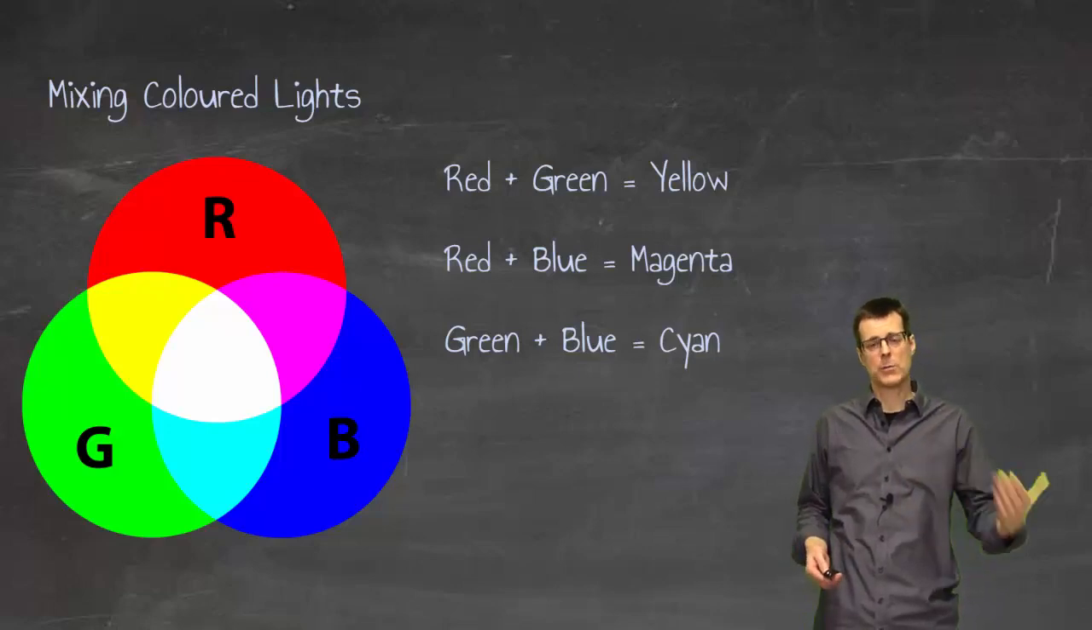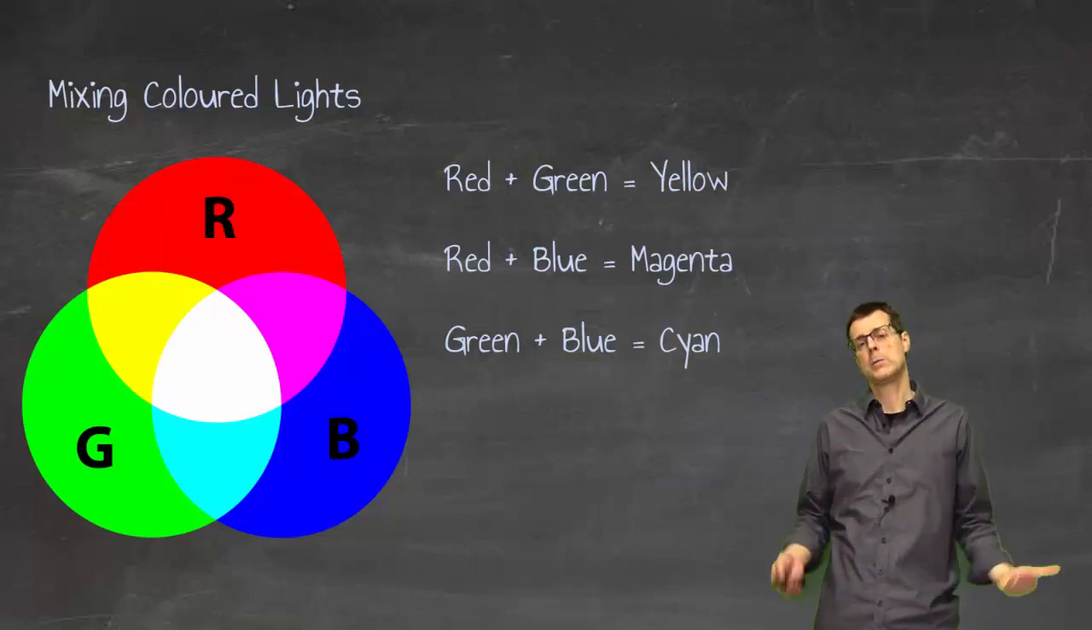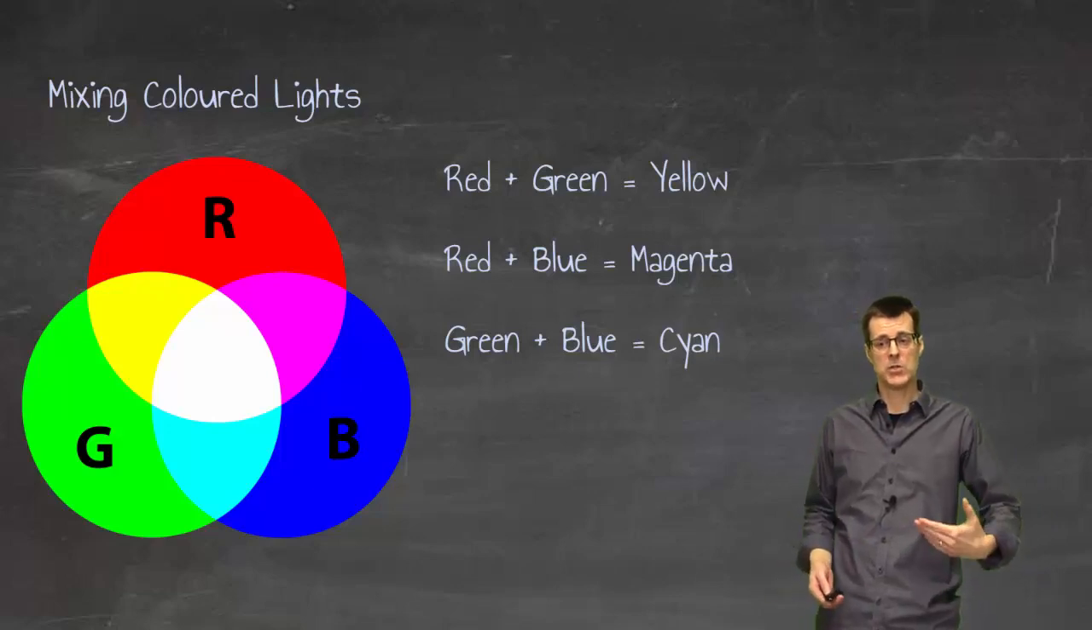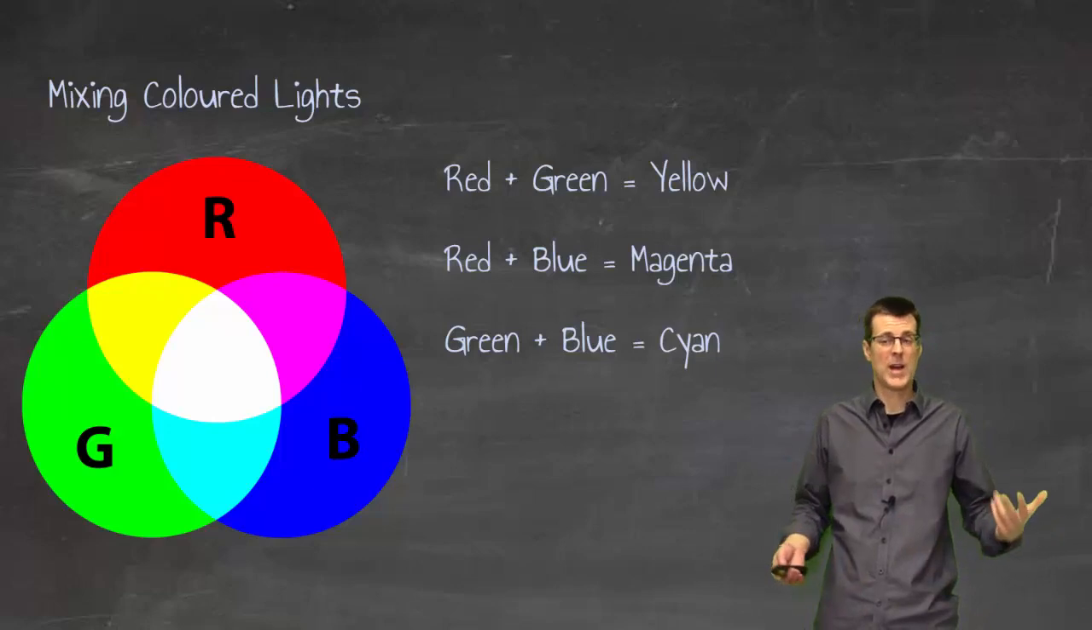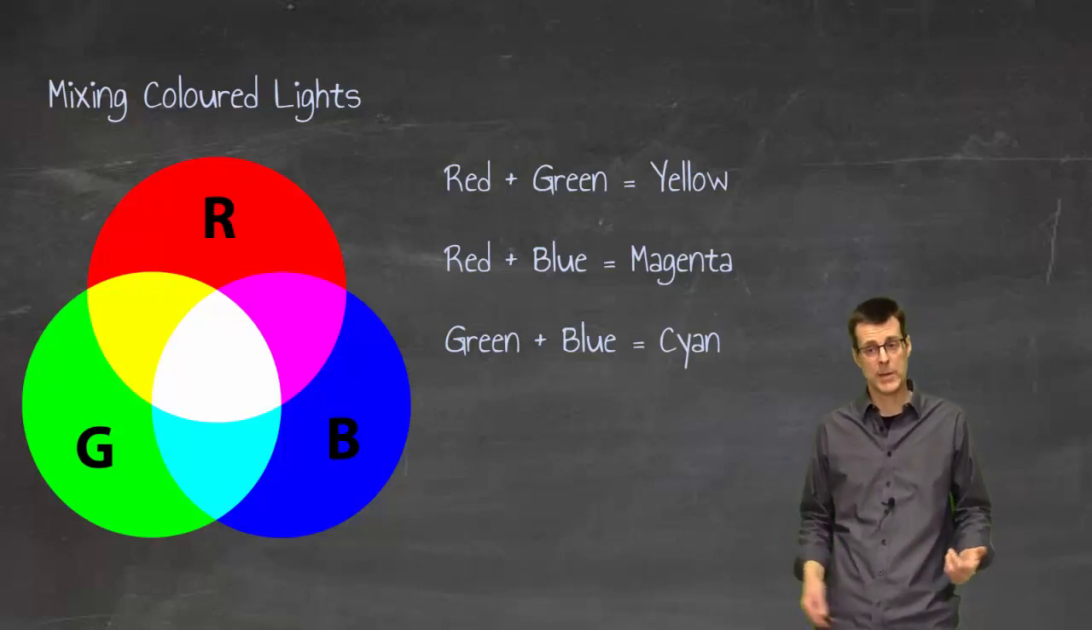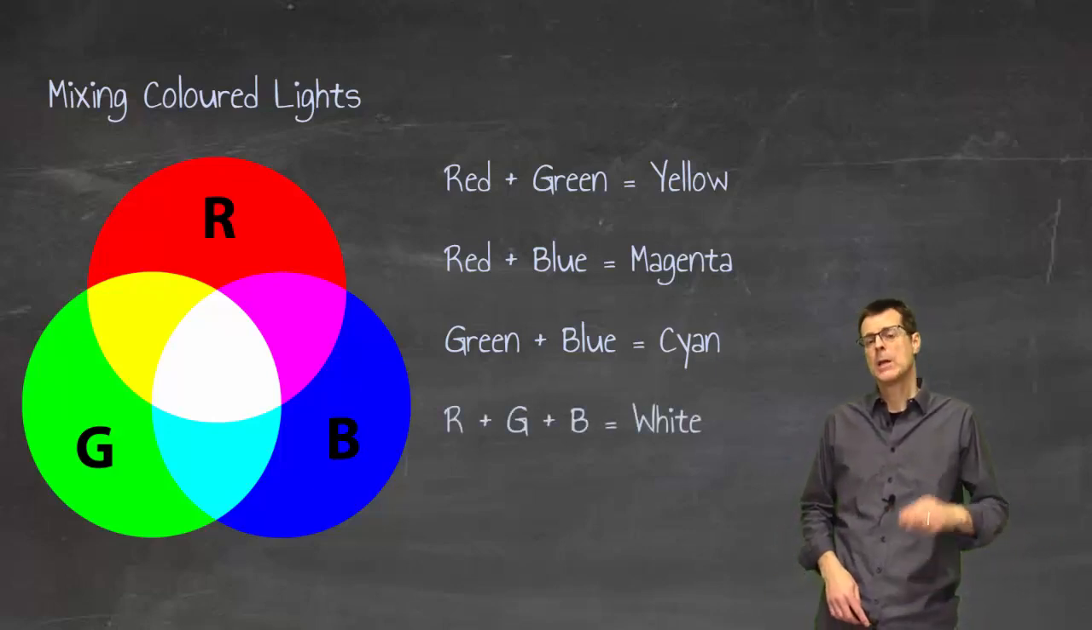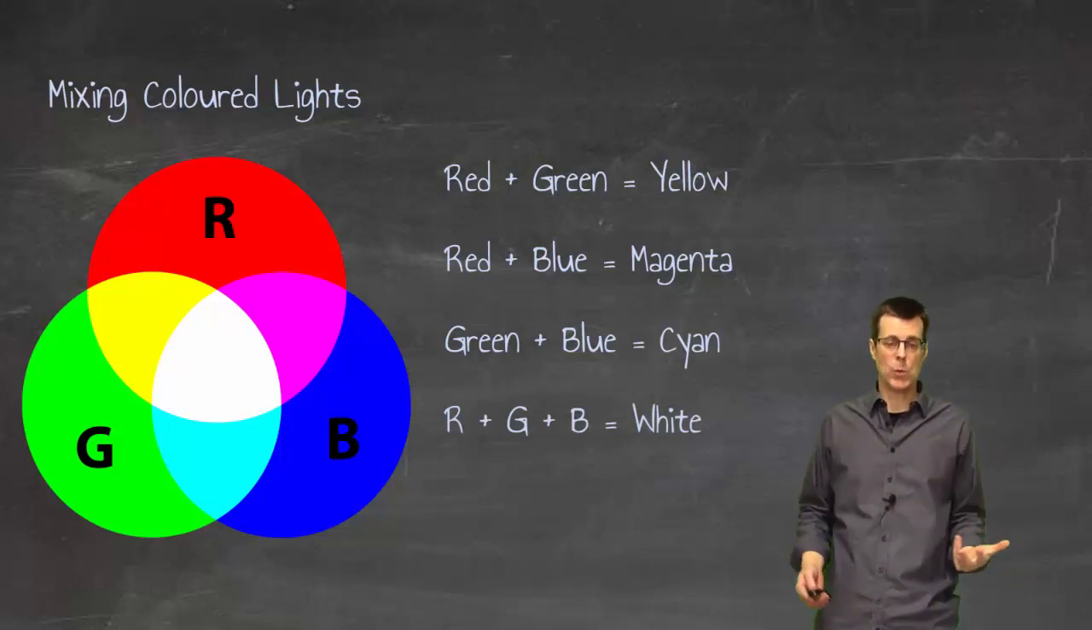Primary colors of light are red, green, blue. And when you mix them, you get secondary colors of yellow, magenta, and cyan. And you do need to know how those pairs go together. So how do I make yellow? How do I make magenta? How do I make cyan? Now, if you mix all three, as I said before, you're going to get white.